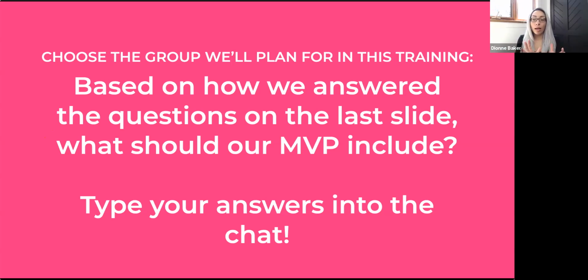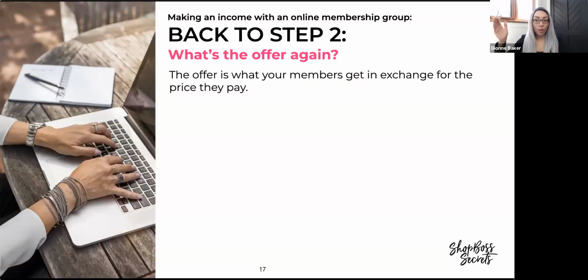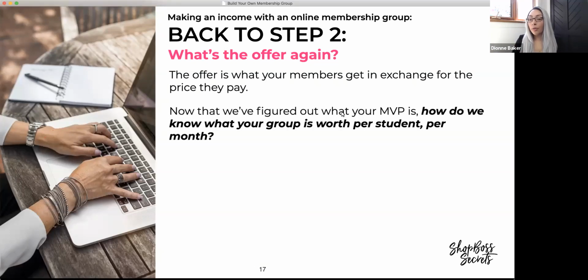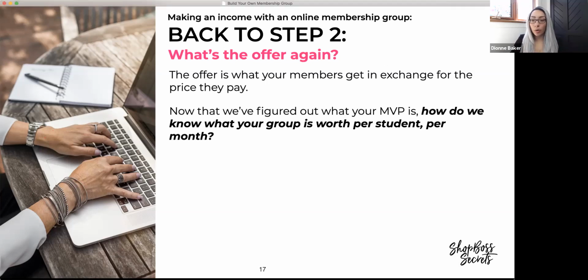This is the kind of minimum viable product, right? And then you're going to put that product out in the universe, and you're going to see how it fares in terms of your marketing plan and everything else, which we're going to go through together. So before we jump forward to step 4, we want to go back and look at what's the offer. The offer itself is what your members get in exchange for the price that they pay. So now that we know our minimum viable product for our fitness and training group, we need to figure out how much we should be charging.